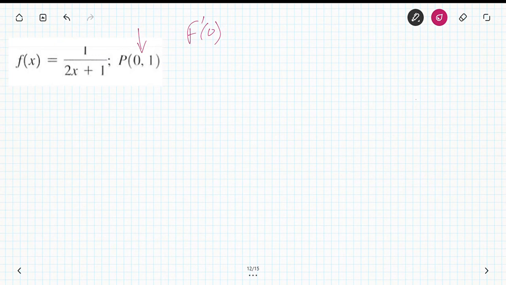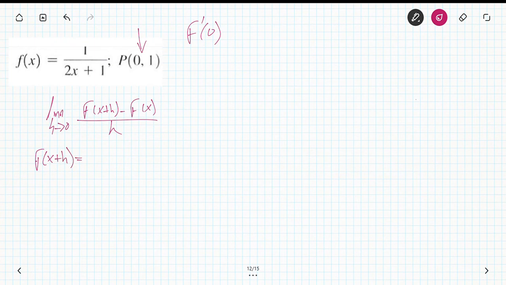Again, what is our definition of the derivative? That would be the limit as h approaches 0 of f of x plus h minus f of x over h. Okay, so we do know what f of x is, but we do not know what f of x plus h is. So we're going to go ahead and plug in f of x plus h.